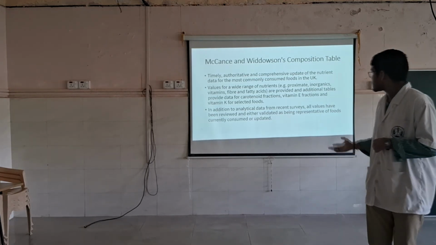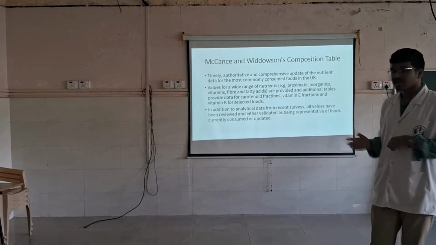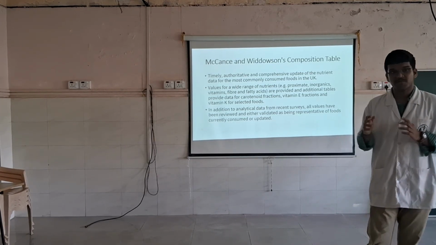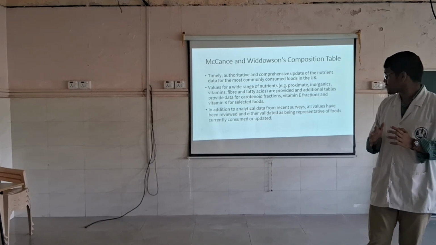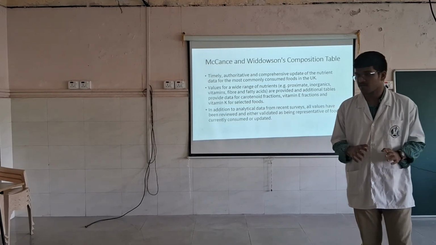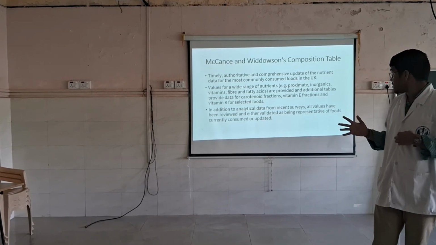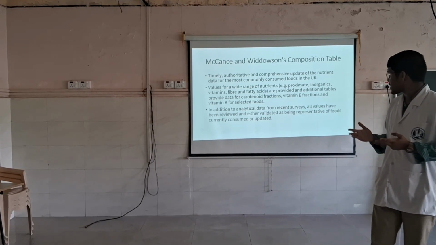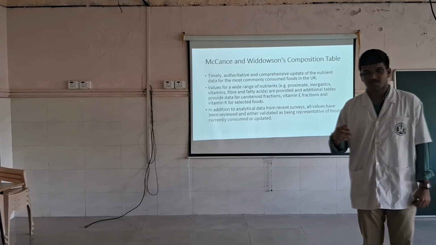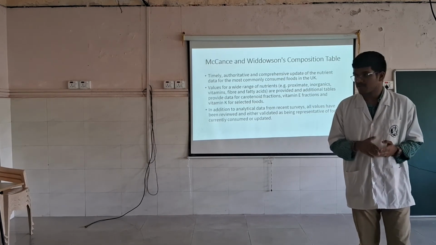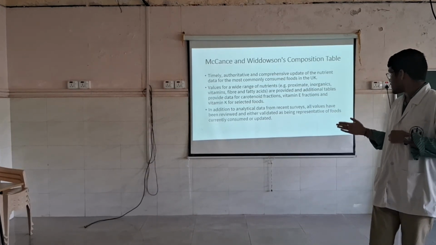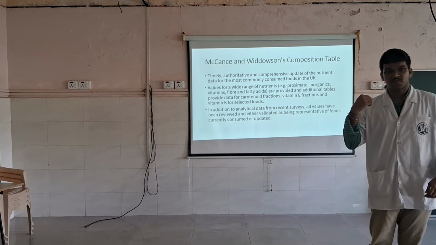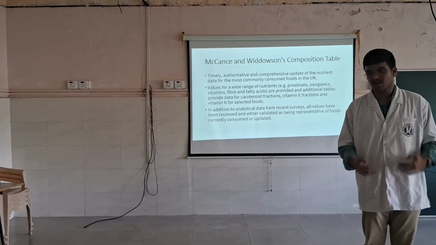So what is McCance and Widdowson's composition table? It gave a timely, authoritative and comprehensive update of most of the foods consumed by the people of the UK. This was considered to be a high standard book for comparing the different food consumption in the world. They gave values for a wide range of nutrients such as proximates, dietary inorganics, vitamins, fibers, and also gave special consideration to foods containing vitamin A, vitamin E, and vitamin K. In addition to the analytical data from recent surveys, all these values are continuously being revised on a regular basis, or are in the process of being updated.